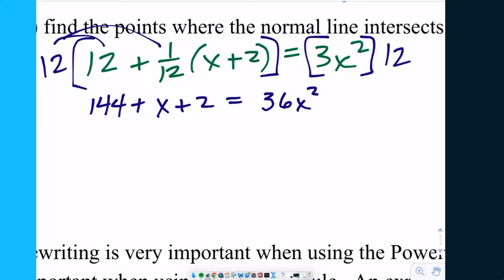We can move everything over to one side. So I'll move everything to the right-hand side. So we have 0 equals 36x squared. That'll be a minus x. And when I combine the constants on the left, it's 146. So coming across, it becomes minus 146.